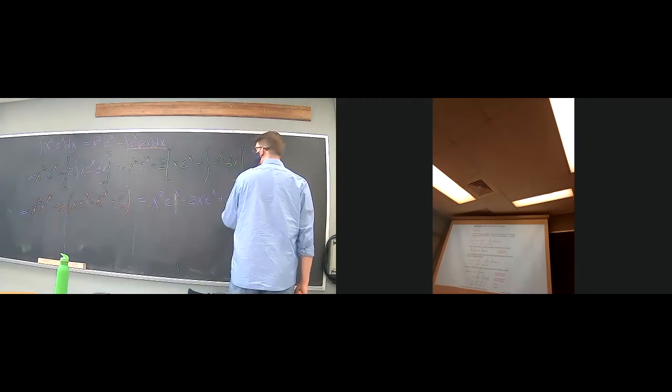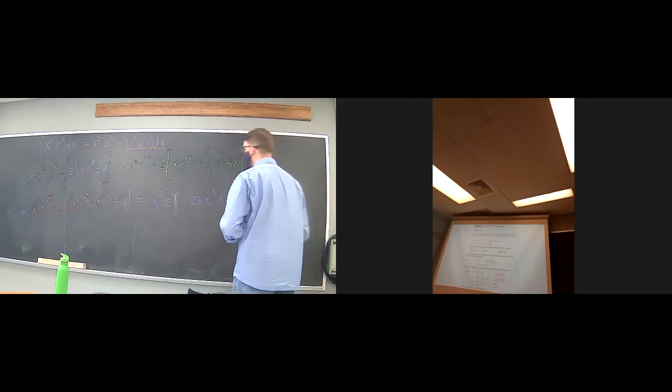Distributing that -2 all the way through now, we have x squared e to the x minus 2x e to the x plus 2 e to the x plus a constant. And now we can factor out the e to the x if we really wanted to, to get x squared minus 2x plus 2, times e to the x plus a constant.